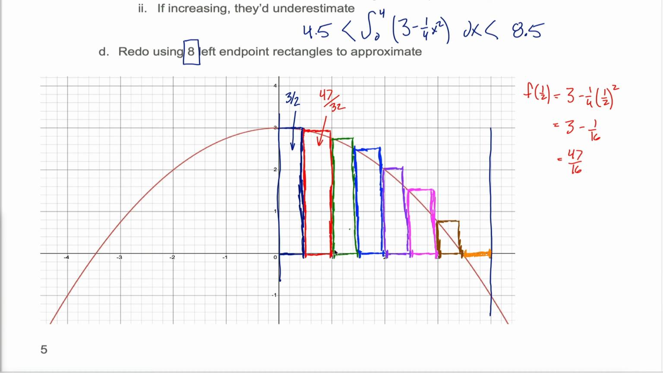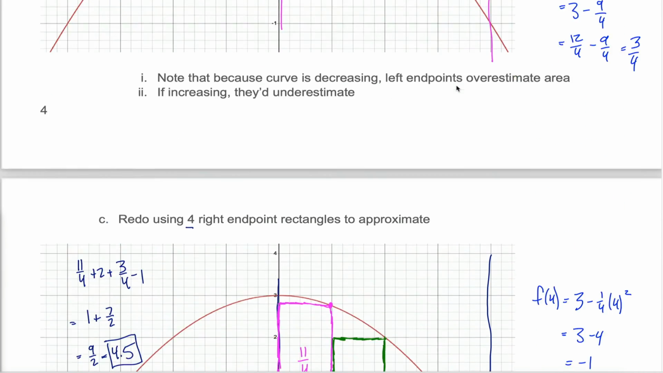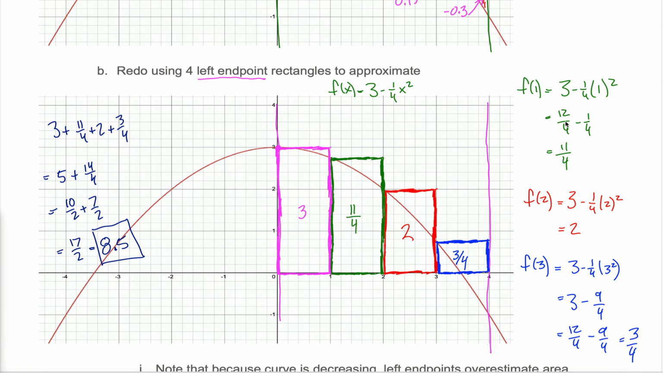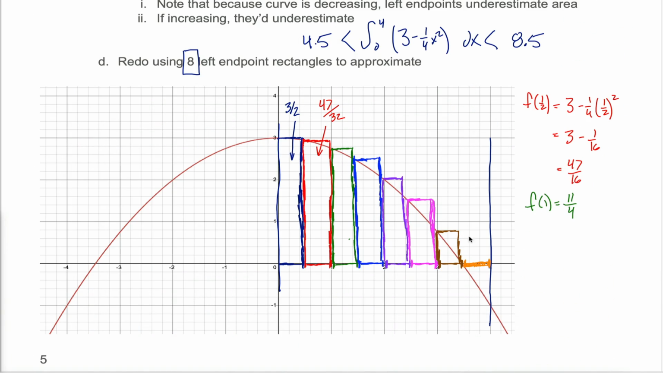That's probably sufficient to illustrate this algorithm, but I'm going to do one more just to make sure you get the point. This rectangle in green goes from 1 to 1.5, in other words, 3/2. I'm using left endpoints, so I'm using the height at 1. I need to know f of 1. We've already calculated f of 1 above. f of 1 was equal to 11/4. So the height of this rectangle in green is 11/4, and the area of this rectangle in green is 11/8.